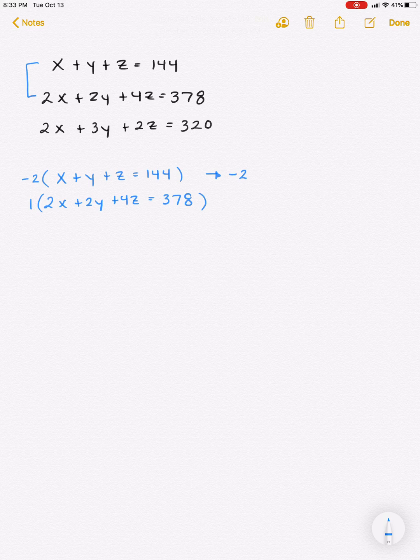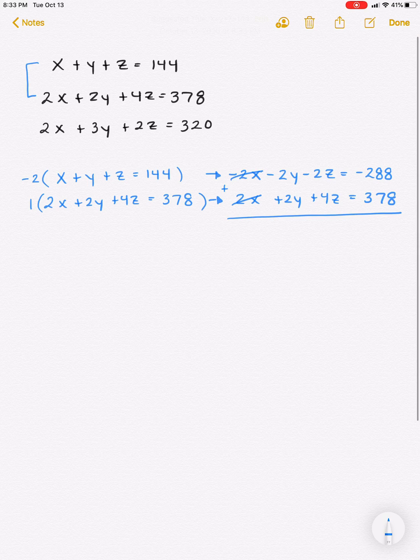So let's distribute -2 to every term in this top equation. 144 times -2 is -288. This bottom equation is going to basically stay the same. And we're going to add our equations. Well, this is interesting. When I go to add, my x's eliminate, but what I also notice is my y's happen to eliminate. And we get 2z is equal to -288 plus 378, and it's going to equal 90.